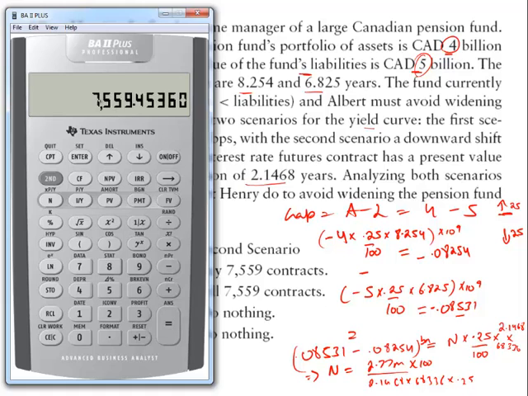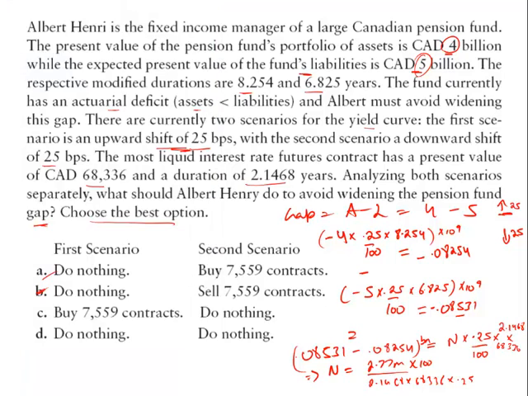So it'll give us the answer as 7559.45. So we need to long 7559 contracts in the second scenario when interest rates go down. So in the first scenario, do nothing. In the second scenario, long these contracts so that whatever loss you have, as liabilities go up more, you have a loss. This loss is made up for by the gain in the forward position.